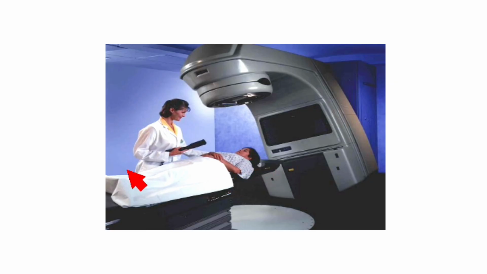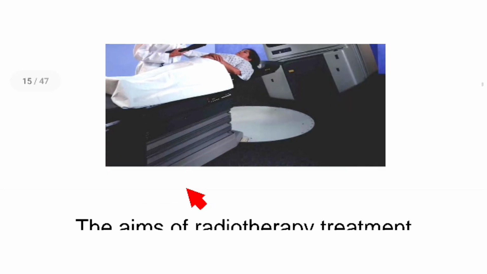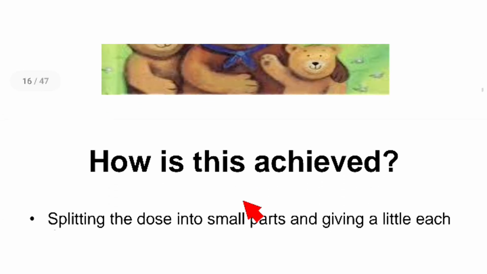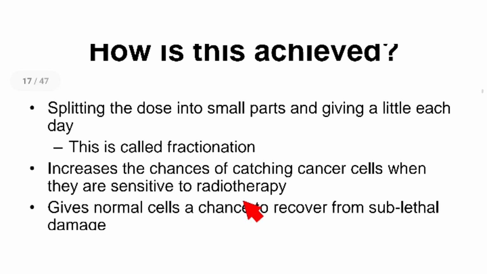The linear accelerator is the machine where the radiotherapy doctor and technicians make adjustments, and the patient is under the machine for radiotherapy. The aim of radiotherapy treatment is to maximize the damage to the cancer cells while minimizing the damage to the healthy cells. How is this achieved?